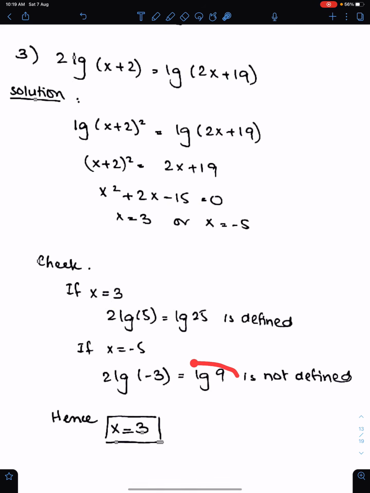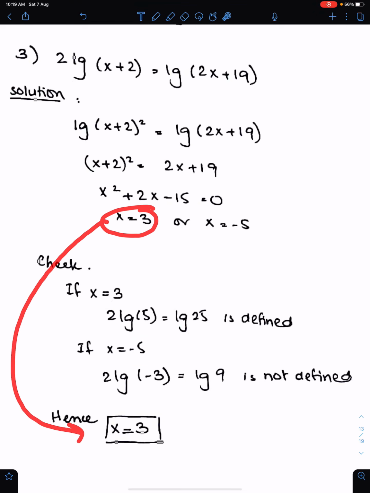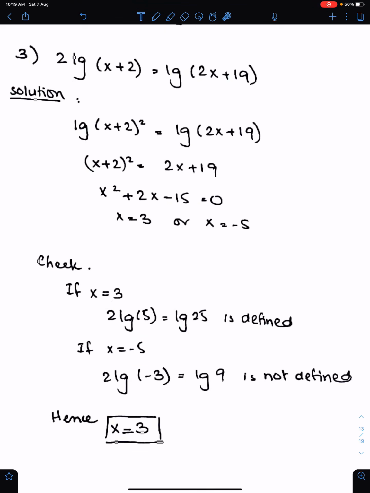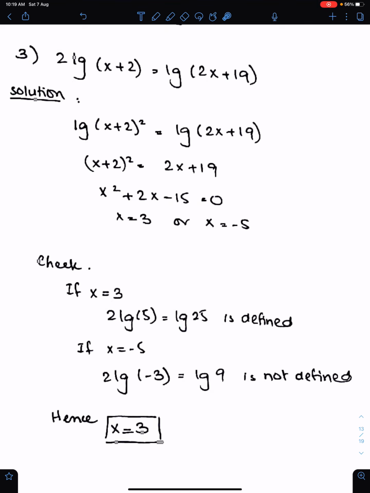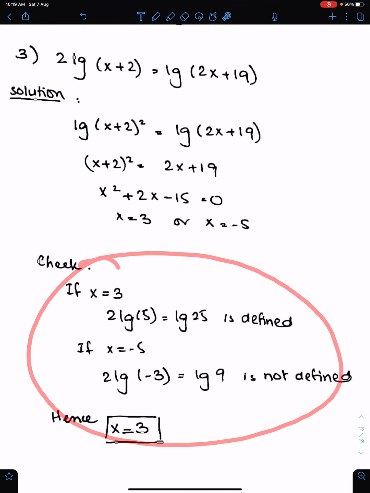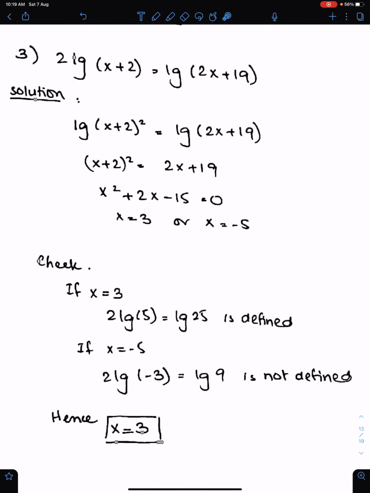So this equation is not right because logarithms are only defined for positive numbers. Therefore, this answer is not right. You have to reject this answer. You have to mention the final answer. Hence, this is the final answer. So whenever you get more than one answer, always check your answers with the original equation. Like this. You can do this mentally. You don't need to show the working of the inspection.